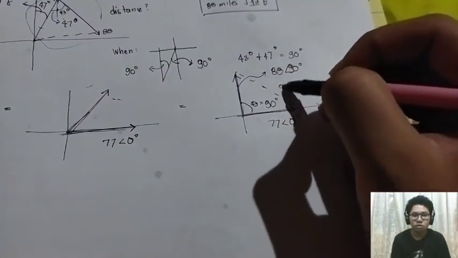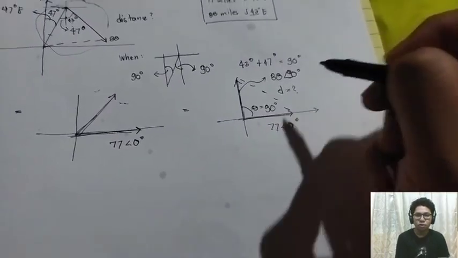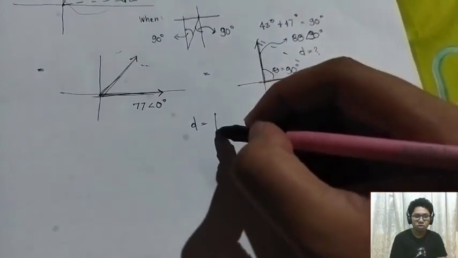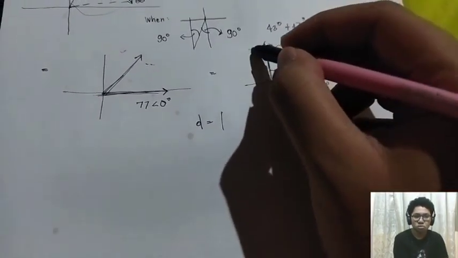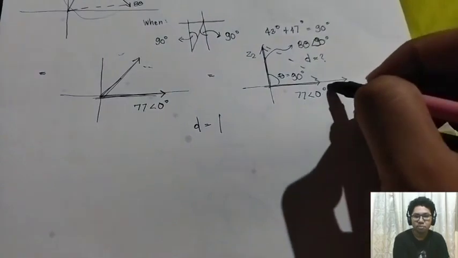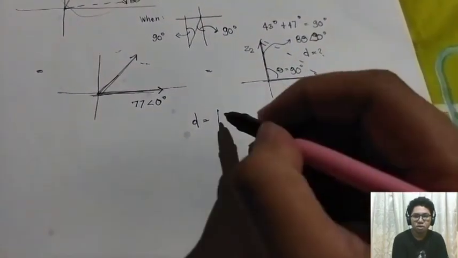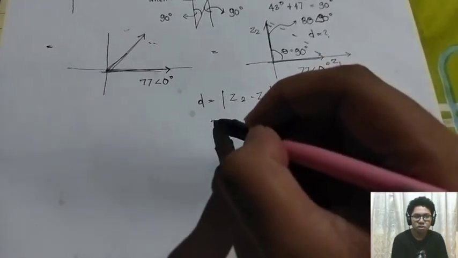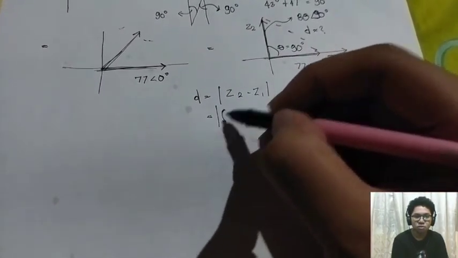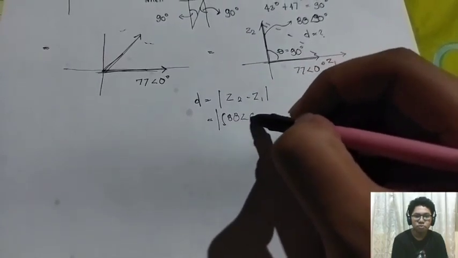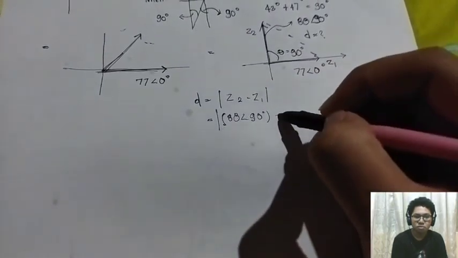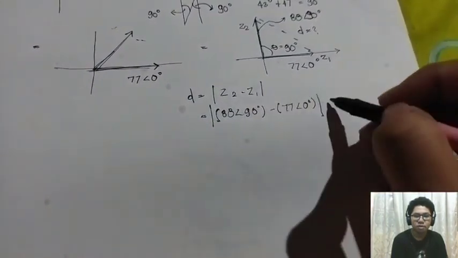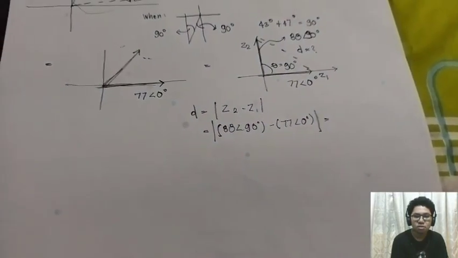So we can measure the distance from that point by subtracting the two complex numbers. So we will label them as Z2 and Z1. So the distance is equal to the absolute value of 88 with an angle of 90 degrees minus the 77 with an angle of 0 degrees.